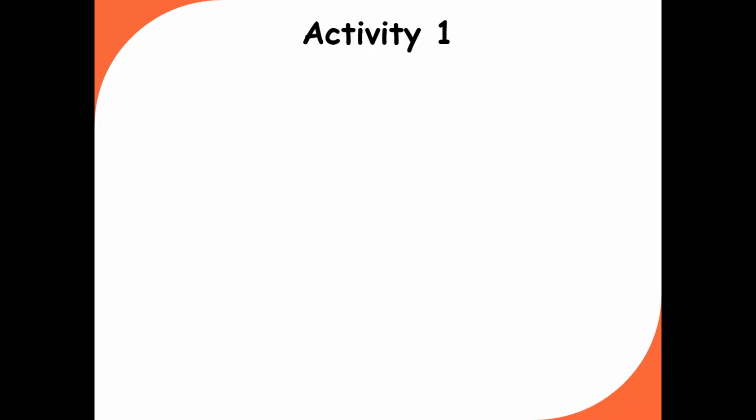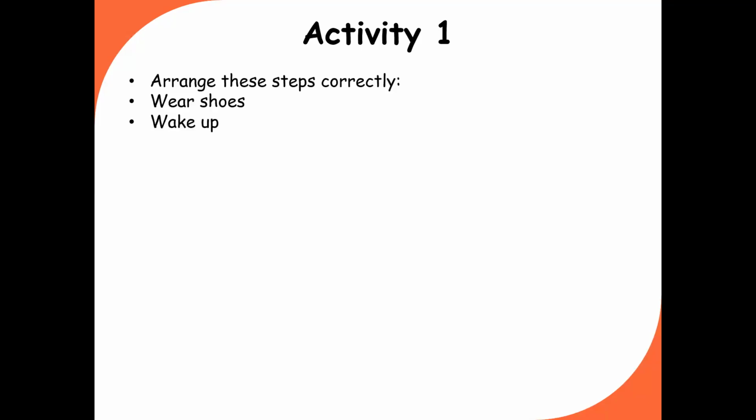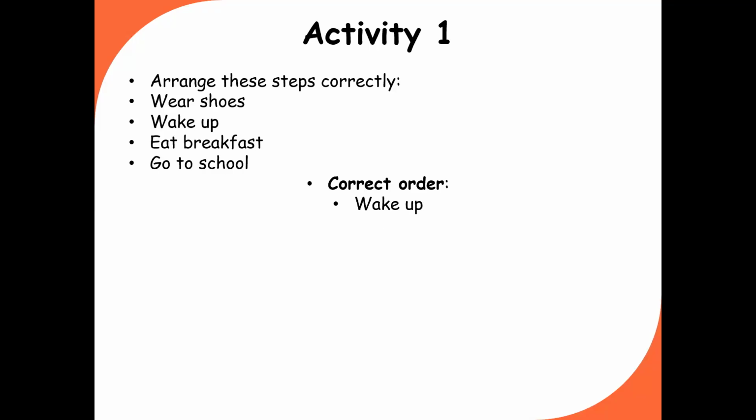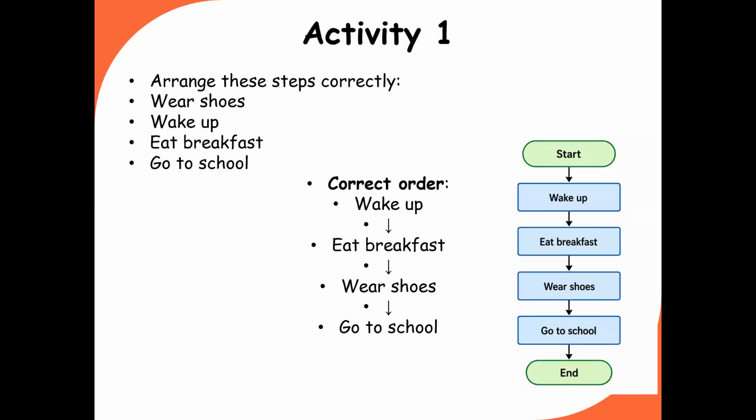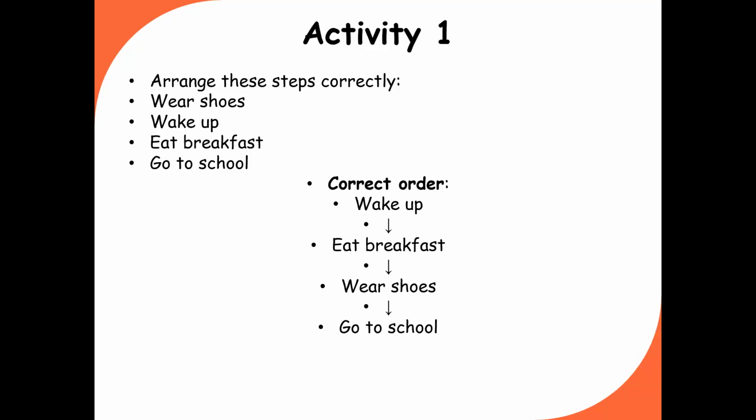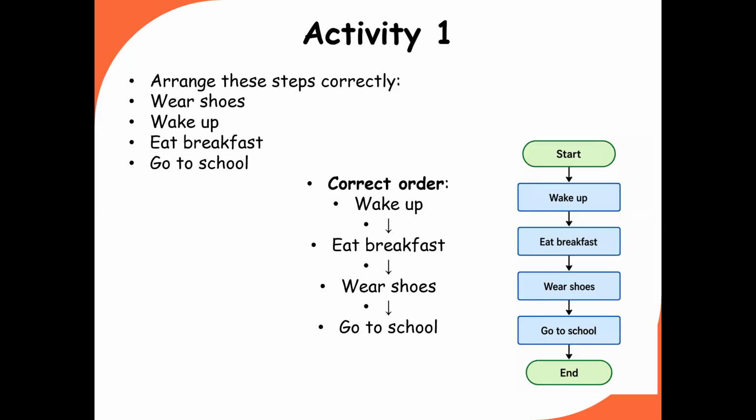So let's have an activity. Arrange these steps correctly. Wear shoes, wake up, eat breakfast, go to school. So tell us the correct arrangement. If you don't have this order, that means something is wrong. You have to do it over again. Wake up, eat breakfast, wear our shoes, and we go to school. So this is the representation of this activity in the flowchart.